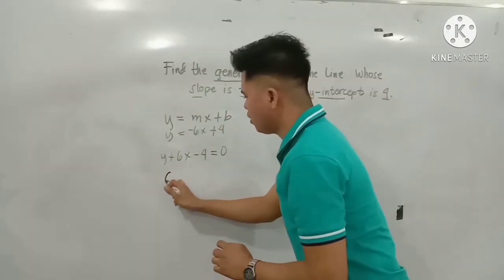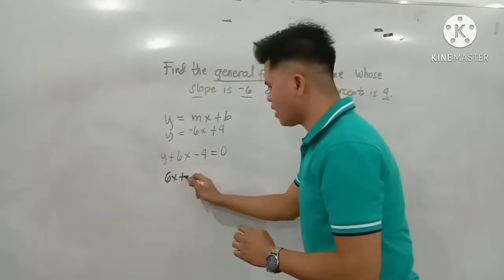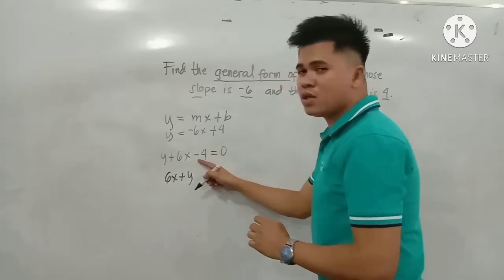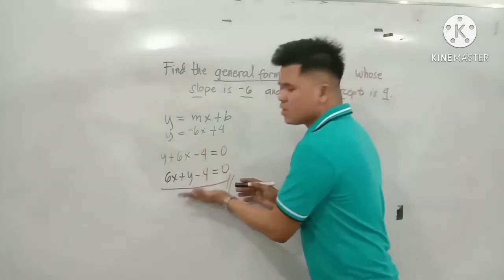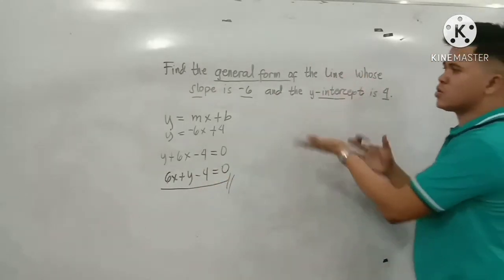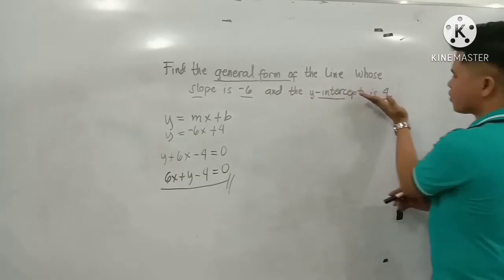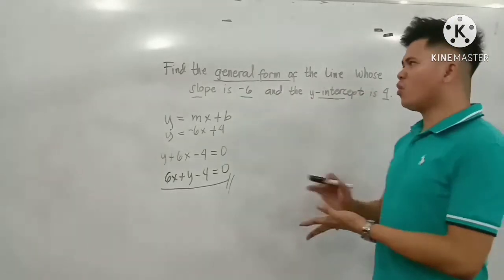Okay? So we have 6x. Then our y is positive. So we have plus y. Then simply copy the constant negative 4 equals 0. And this is the general form of this line whose slope is negative 6 and the intercept is 4. Simple as that. So I hope this is clear.